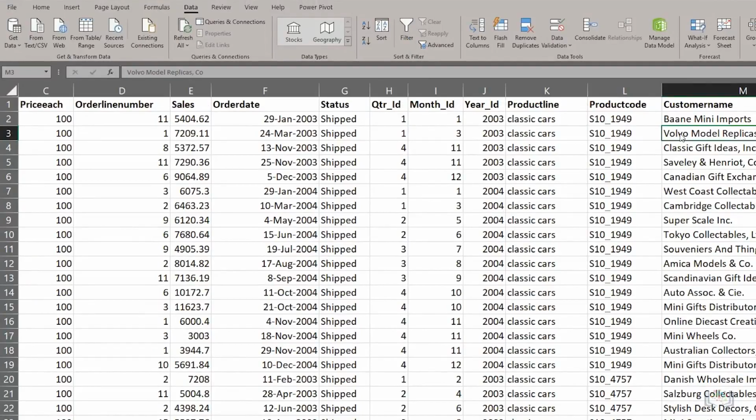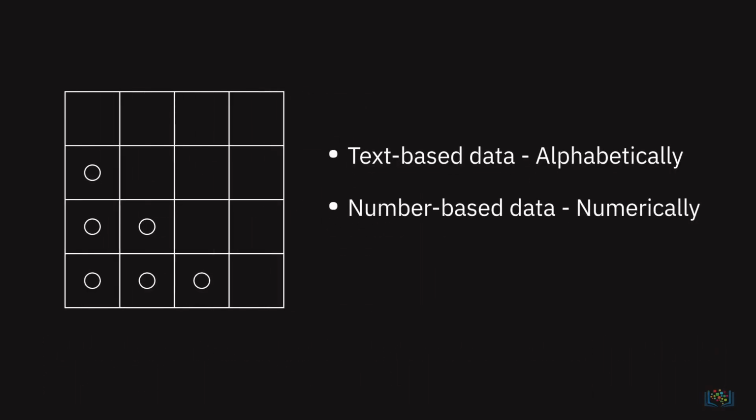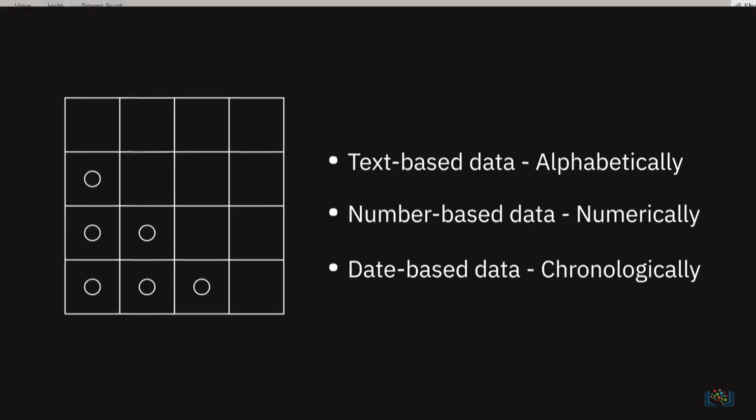Now let's take a look at the basic sorting capabilities in Excel. Sorting is a very important part of the role of a typical data analyst. You might need to organize your text-based data alphabetically, your number-based data numerically, or your date-based data chronologically. When you sort data using these logical parameters, it makes it easier for you to conceptualize and visualize your data in a more meaningful way.